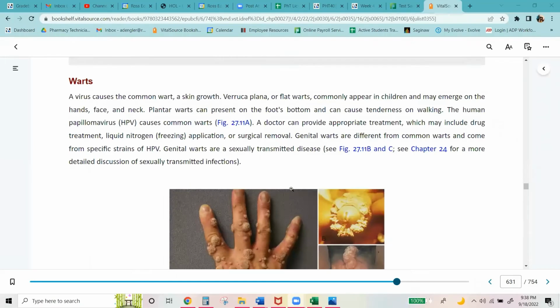Warts are a virus and they are a skin growth. Verruca plana or flat warts commonly appear in children and may emerge on the hands, face, and neck. Plantar warts can present on the foot's bottom and can cause tenderness on walking. The human papillomavirus, HPV, causes common warts. A doctor can provide treatment which may include drug treatment, liquid nitrogen freezing, or surgical removal. Genital warts are different from common warts and come from specific strains of HPV. Genital warts are a sexually transmitted disease.